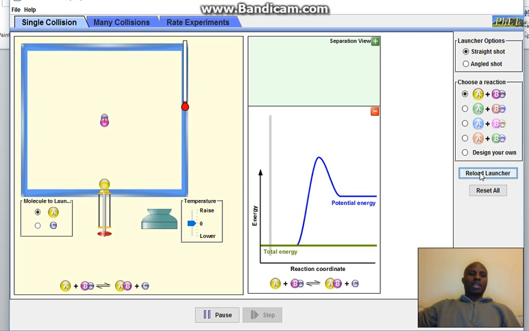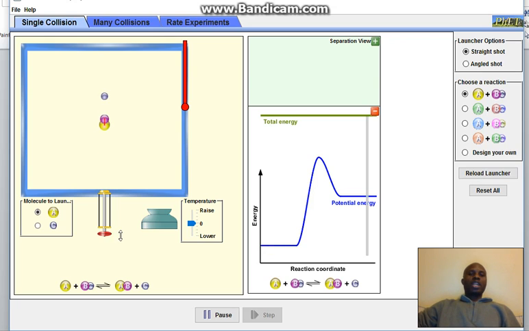If I can relaunch this one again, and then pull it to the maximum, you can see what is happening there. You can see a chemical bond being broken, another chemical bond being formed.